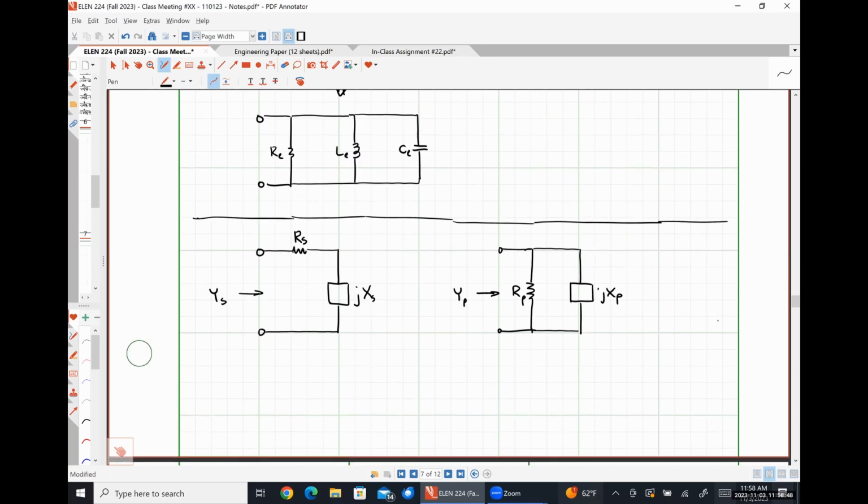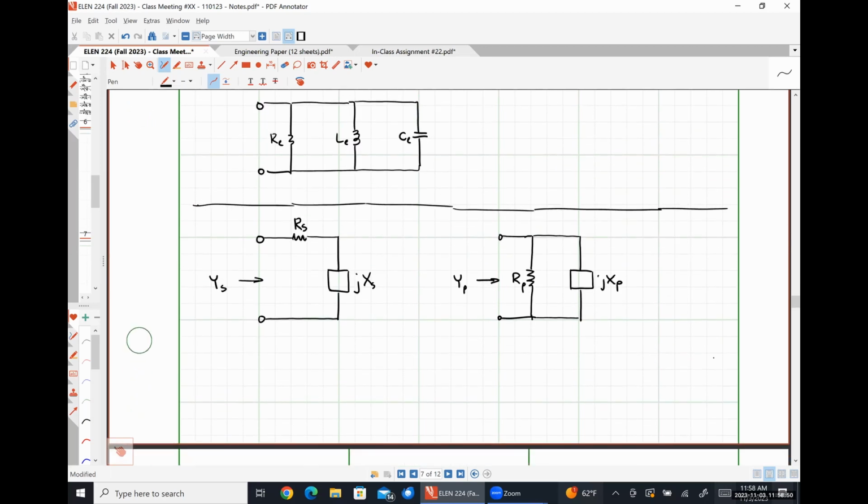So there are a few conditions that we need in order for this to work. And the first is that the quality factor Q of each of these networks has to be the same. So in order for these to be electrically equivalent to each other, Q has to be equivalent between the two forms as well.